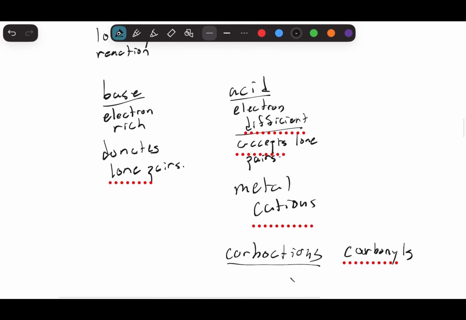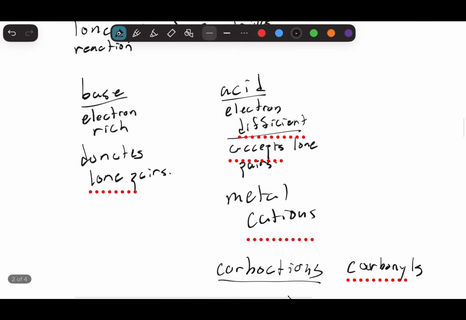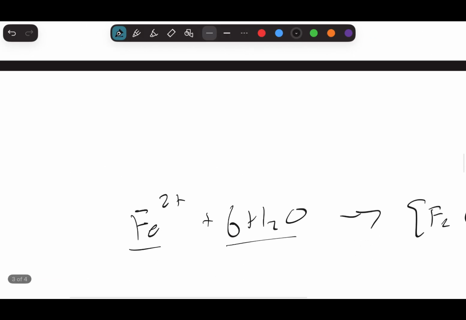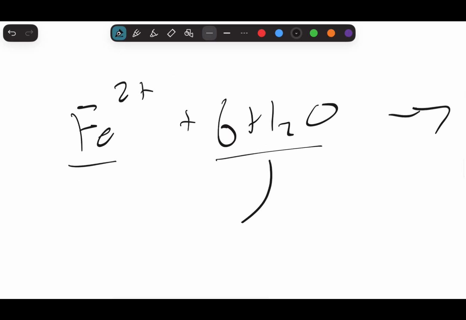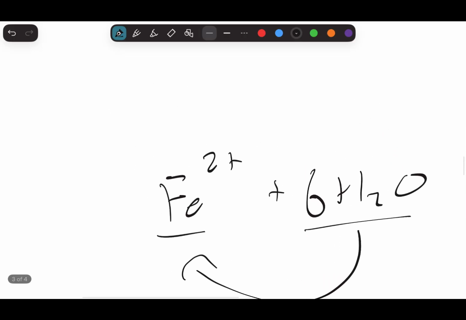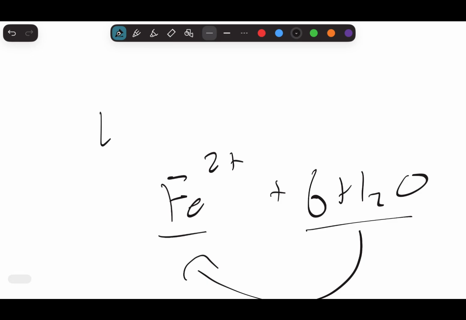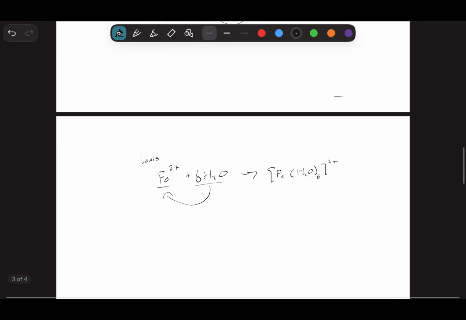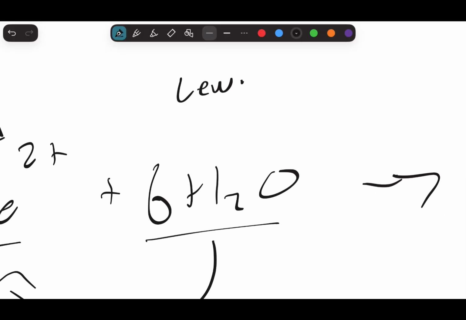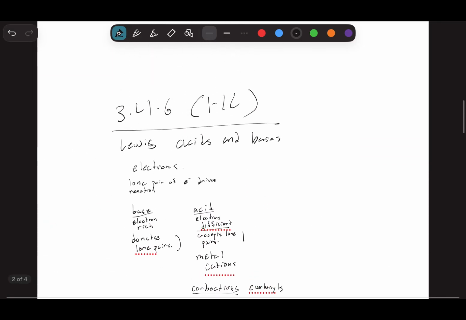So if we go back here, an acid accepts lone pairs and a base donates lone pairs. Going back to this equation, the O would donate its lone pair to the Fe, and the Fe would accept it. Thus the iron 2 cation accepts lone pairs, so it is a Lewis acid, and the water is a Lewis base. And that's it for Lewis acids and bases.